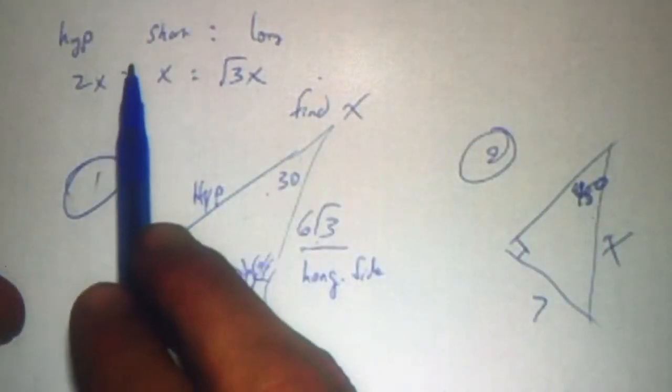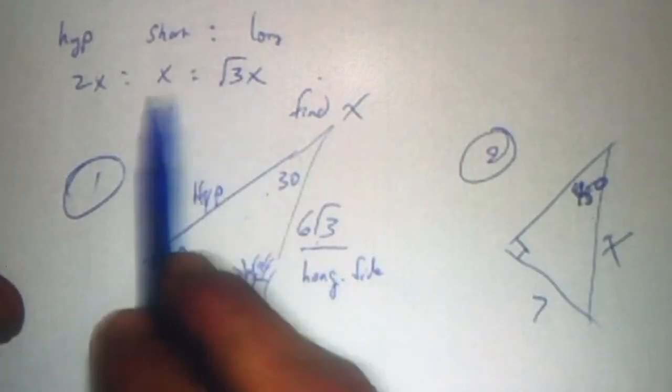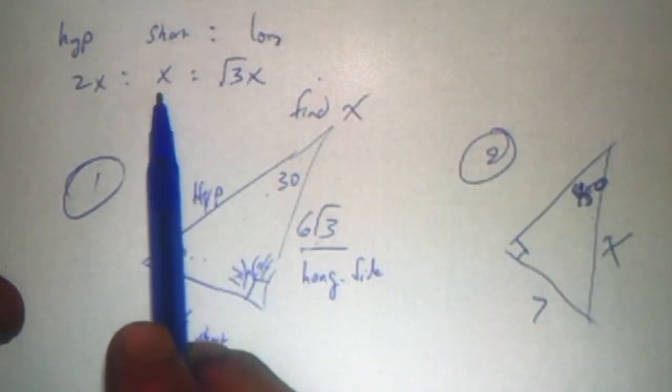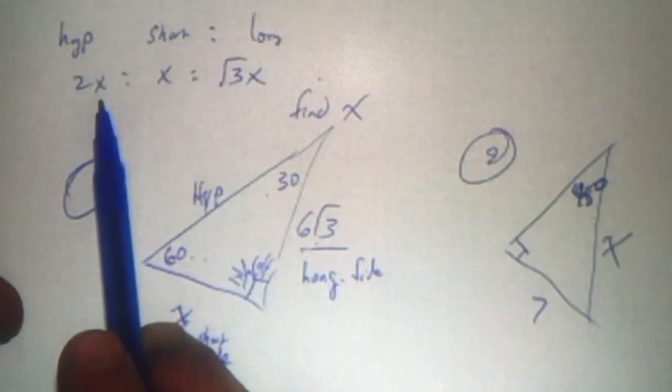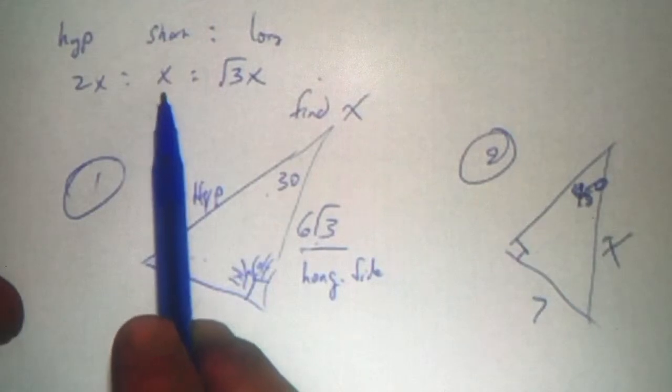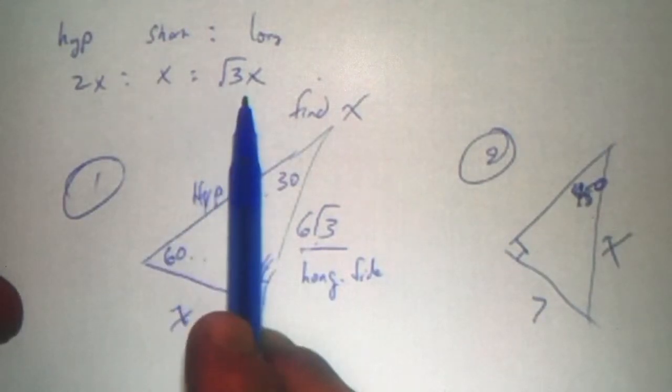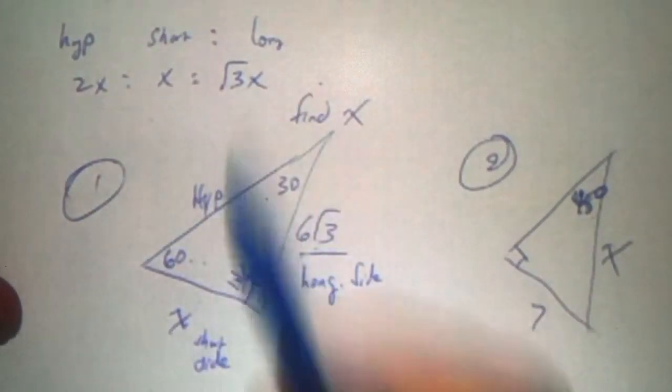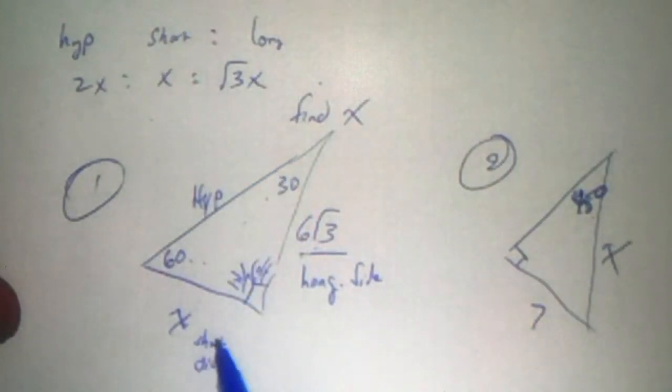This 2x, x, root 3x refers to the fact that the hypotenuse is always twice the short side, and the long side is root 3 times the short side. So we can set up ratios to find x in this case.